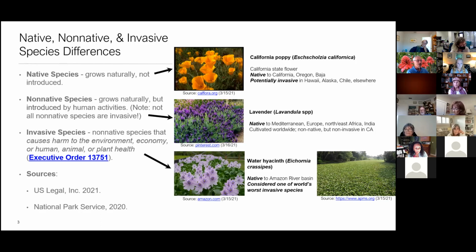Lavender, in the middle there, is an example of a beautiful introduced, non-native, non-invasive plant. It came from the Mediterranean, Europe area, and you see it everywhere. We have it in our garden. It's not a problem in wildland habitat, and it's not a problem for our native plant or wildlife species.